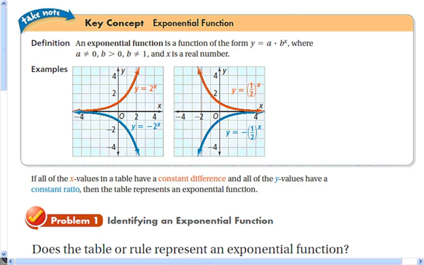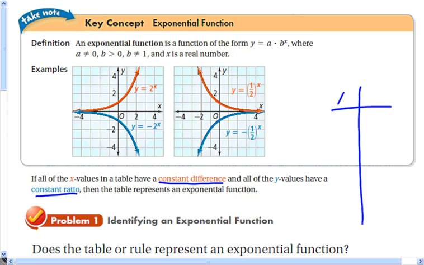So a couple definitions here. An exponential function is a function of the form y equals a times b to the x, where a is not equal to 0, b is greater than 0, b is not equal to 1, and x is a real number. So if you make a table of values for an exponential function, all of the x values will have a constant difference, and all of the y values have a constant ratio. So what that means is when you divide them, I'll just give a quick example.